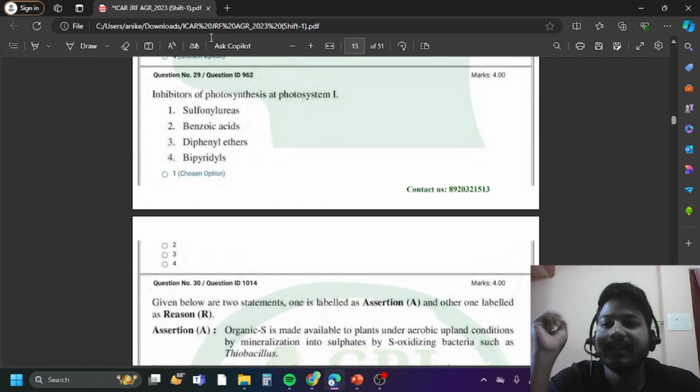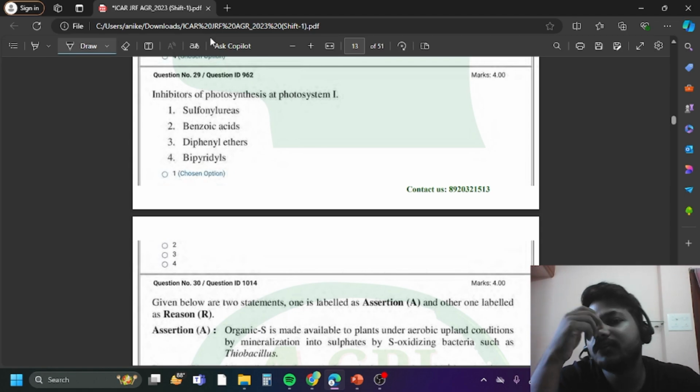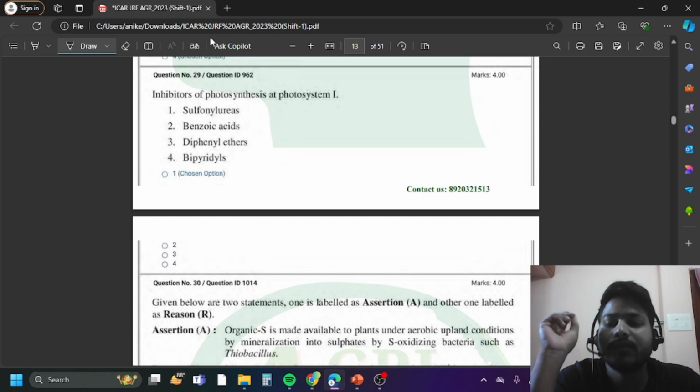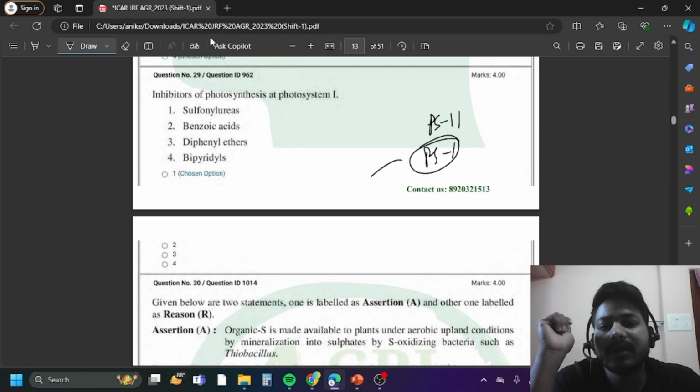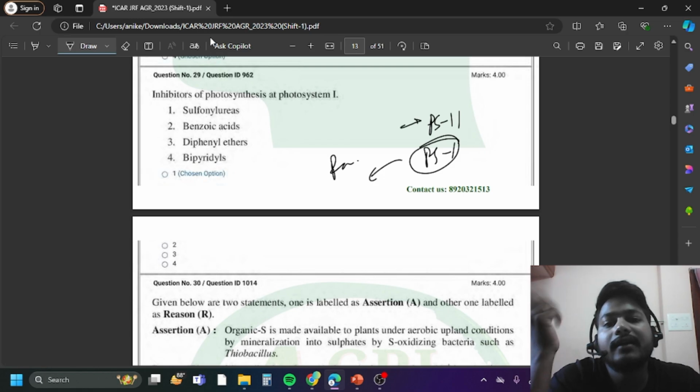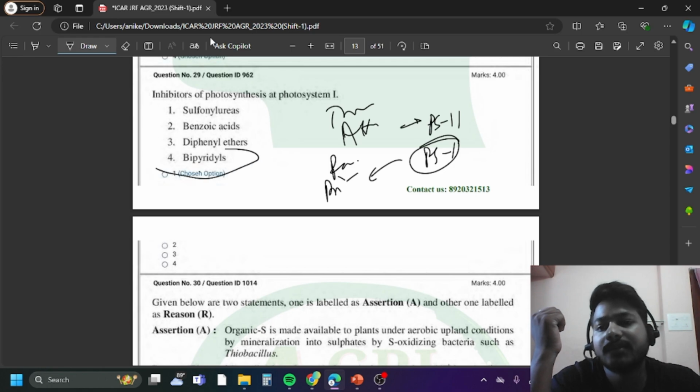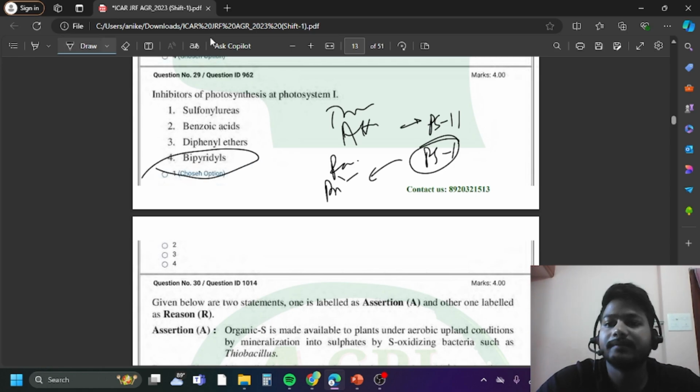Next is inhibitors of photosynthesis at photosystem 1. So which among the following herbicides will inhibit photosystem 1? In the photosynthesis process, photosystem 2 and photosystem 1 are present, the Z scheme is present. Photosystem 1 is inhibited by paraquat and diquat, and photosystem 2 is inhibited by atrazine, simazine and so on. That is the triazine group, and this is the bipyridilium group, so option number 4 is correct.